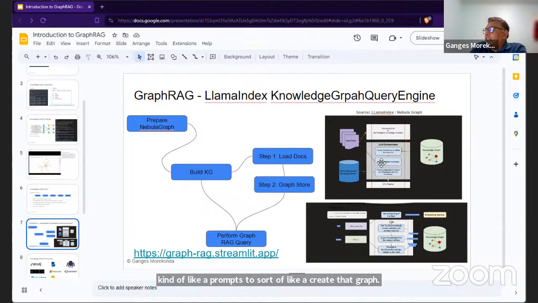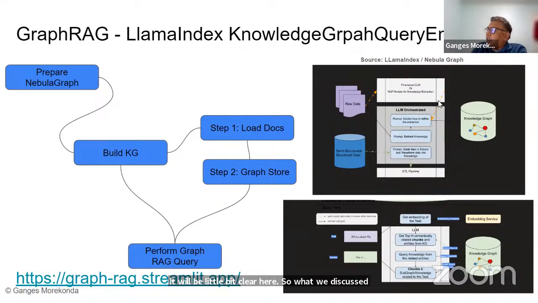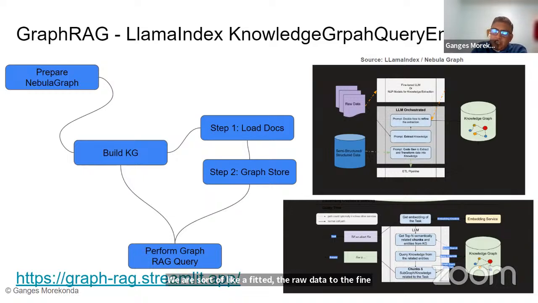So on the right side, it will be a little bit clear here. What we discussed in the earlier demo was the top portion, because we took the fine-tuned LLM or the NLP models to do the knowledge extraction. We fed the raw data to the fine-tuned LLM, which is the Rebel, and then we extracted the knowledge, the schema for the knowledge graph. In this one, this is LLM orchestrated.